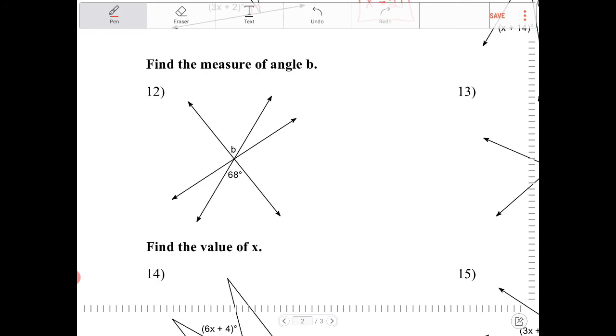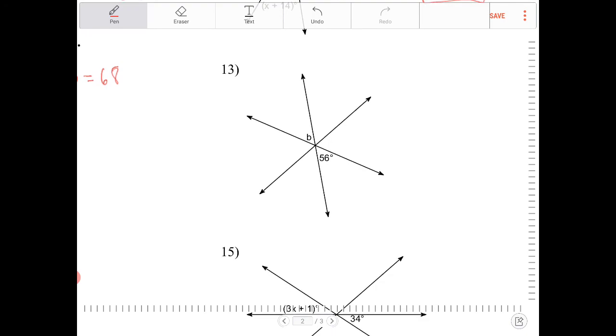Find a measure of angle B. So here in this case, the two angles, B and 68, are vertical angles, so therefore B is equal to 68. B and 56 again are vertical angles, so therefore B is equal to 56.